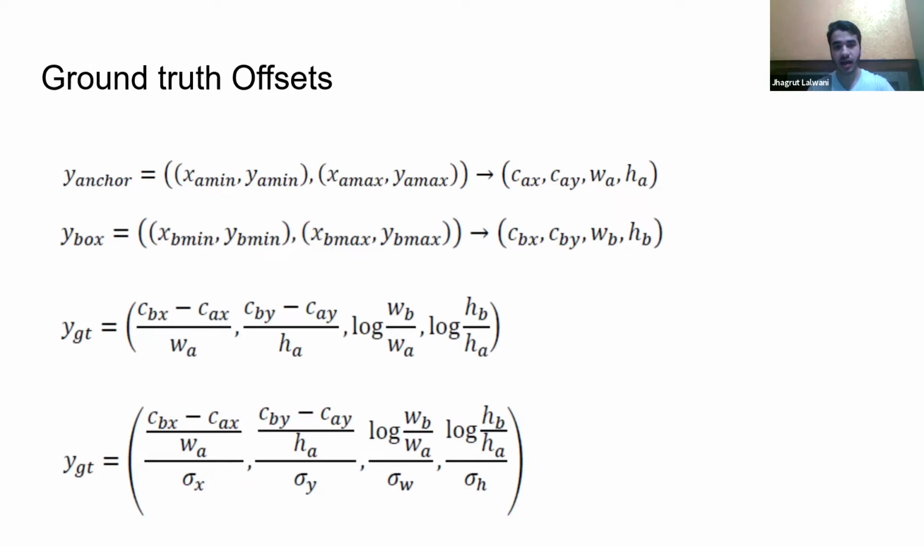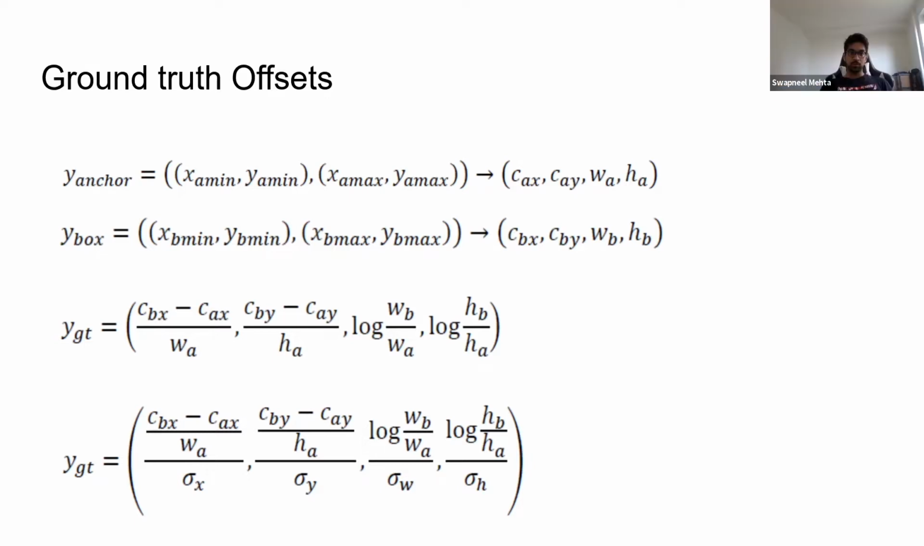So the ground truth bounding box and the anchor box coordinates are first expressed in the centroid dimensions format. So the y box is again converted to the centroid dimensions. CBX, CBY will be the centroid of the box, and WB and HB will be the width and height of that particular box. Sorry, y box is the ground truth, I missed that. And the y anchor, again x min, y min, again two pairs of x and y values, one for the top left, one for the bottom right. This would be again converted into CAX and CAY for simplicity, and then WA and HA would be the width and height of the anchor box.